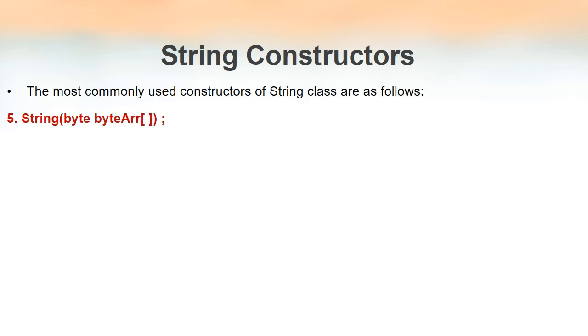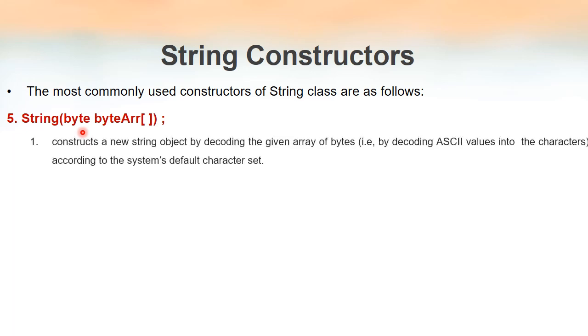The fifth constructor that we can use to create a string is the string constructor that accepts a byte array as the parameter. As you can see here, this constructor named String has got only one parameter, and that is an array of type byte. So now we will see how this constructor can be used to create a string.